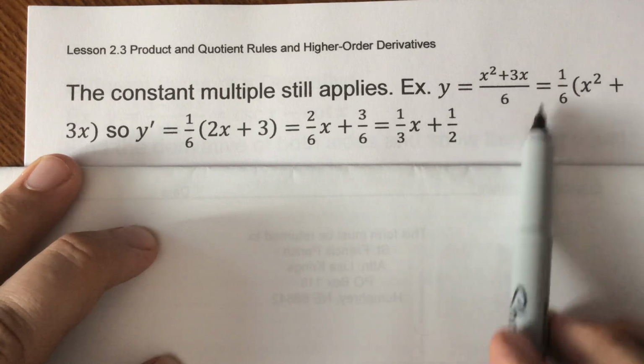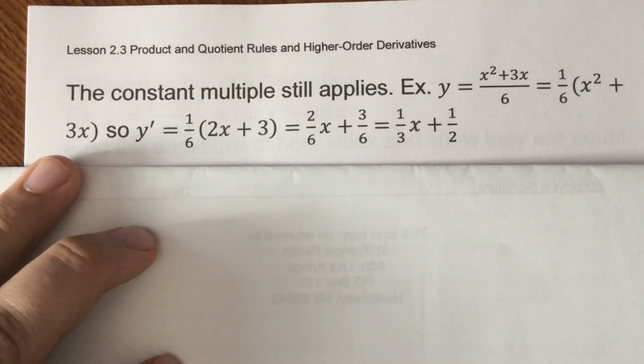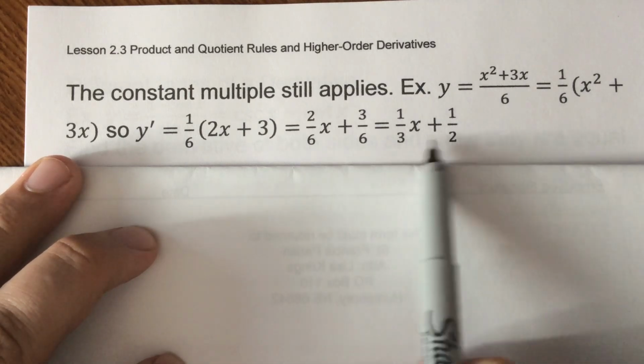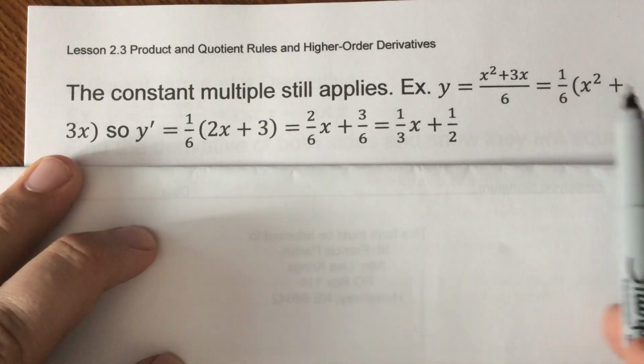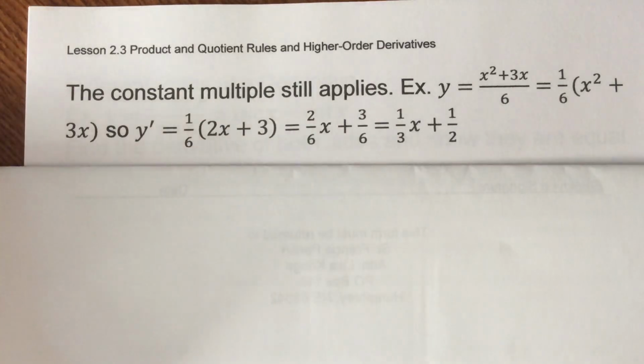So if there's just a number on the bottom, we don't necessarily need to do the quotient rule. I mean, you could, and it would come out to be the same thing, but you can treat that as a multiple and then just do the regular derivative.